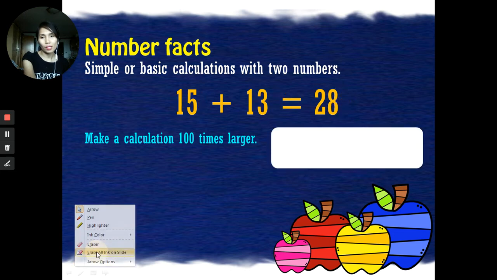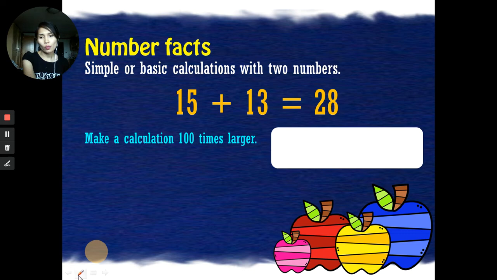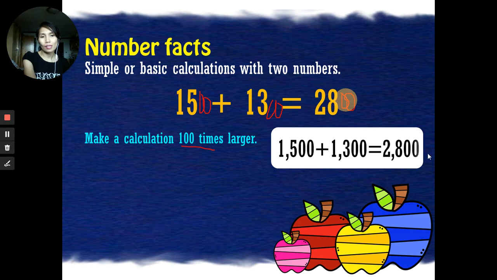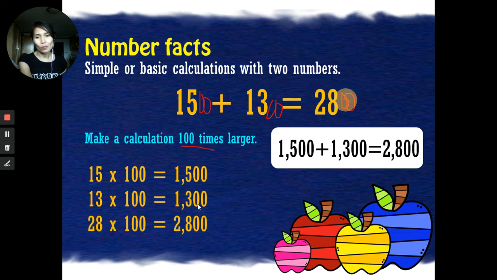100 times larger. So it's 100, so there should be 2 zeros. We will add 2 more zeros here, 2 more zeros here, and 2 more zeros here. So that becomes 1,500 plus 1,300 equals 2,800. Correct. Yes, you get the same answer. That's how useful number facts are.